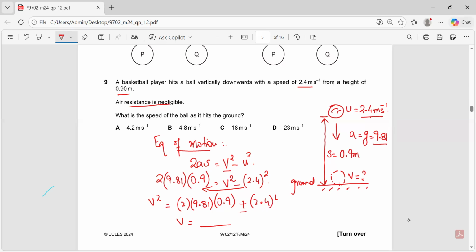Can anyone tell me the value of the final speed of the ball? Yes, please hurry up. Will anyone tell me what the final speed of the ball will be? Is it 23? No, it will be appearing as 4.8. I guess it will be appearing as 4.8. If you solve this, you should get the answer 4.8 meters per second. You have to take the square root later as well, the square root of the whole value.